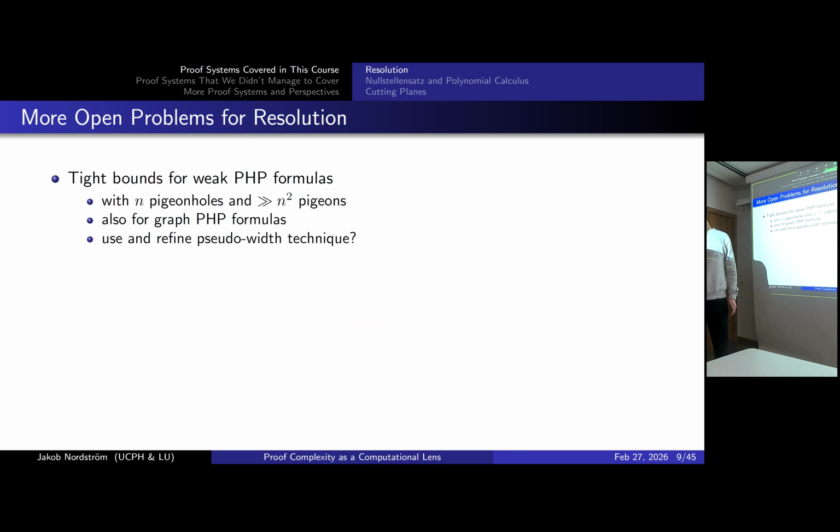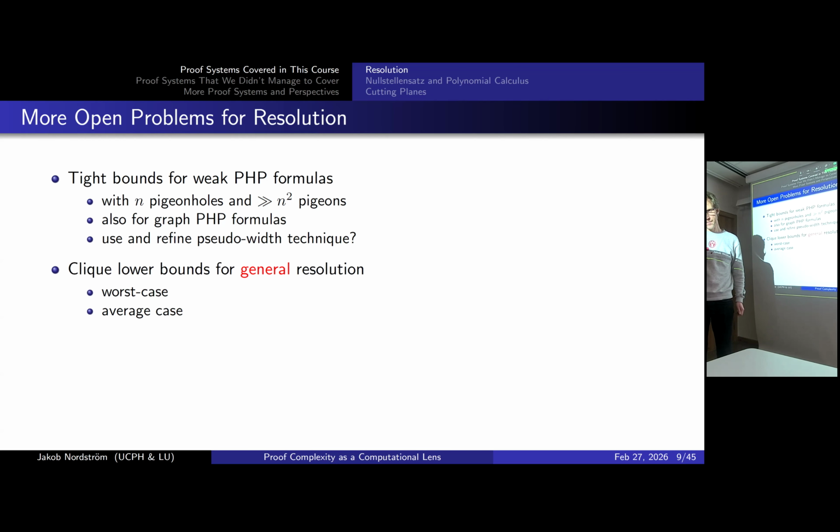One reason to care about these results is that the techniques are so nice, so intriguing. When you're looking at pigeonhole principle formulas with more than n squared pigeons, that's where the width lower bounds break down. The width lower bound still holds, but it doesn't tell you anything because the number of variables is too large. So Razborov developed another technique called pseudo-width, that I would have loved to talk about. It would be great to talk about some other time, but we didn't have time to cover it.